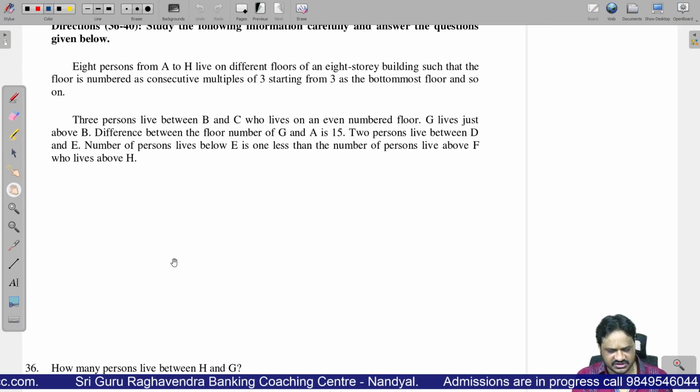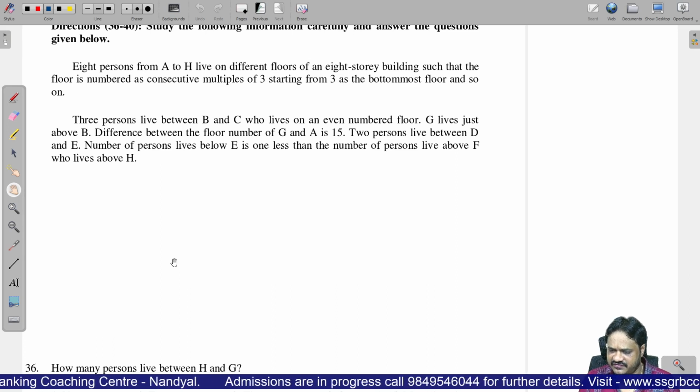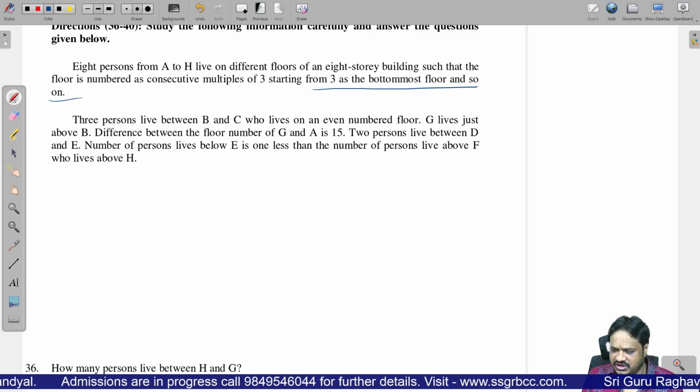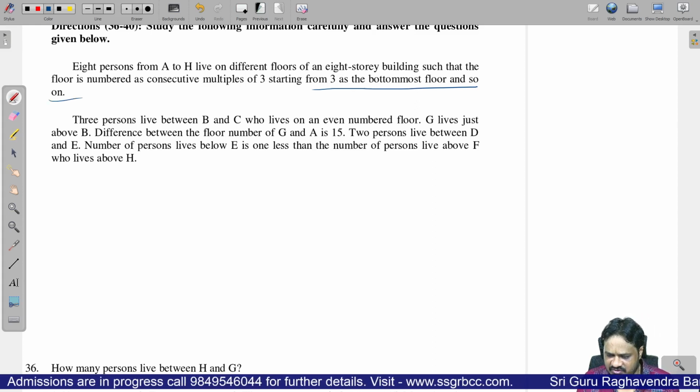Eight members A to H are living on the different floors of an 8-story building. The floor is numbered as the consecutive multiples of 3, starting from 3 as the bottommost. So this is most important, and so on. So there are total 8 members. 3 is the bottommost floor, and we should take the numbers like that.